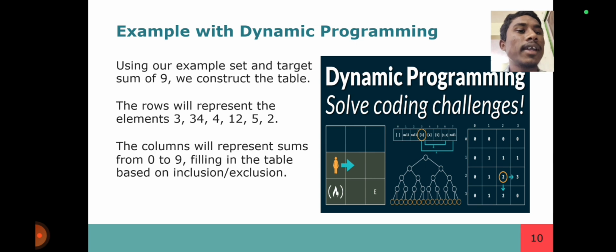These are the systematic examples of dynamic programming solving coding challenges. Here we can also see the state space tree of this subset sum problem.